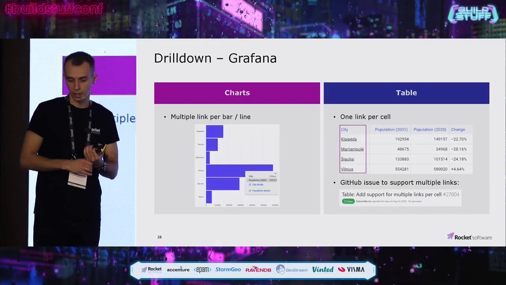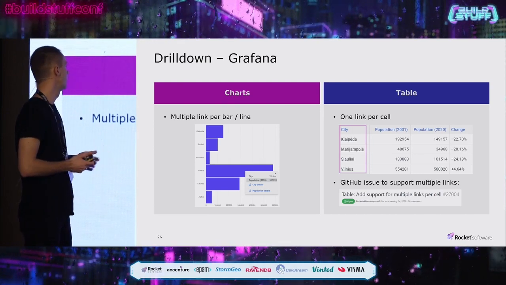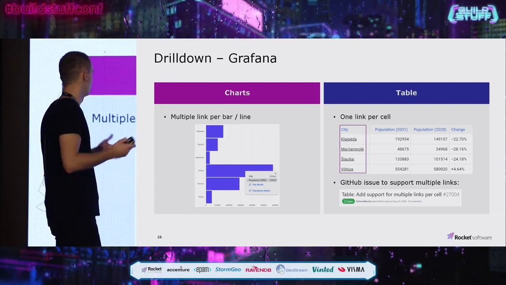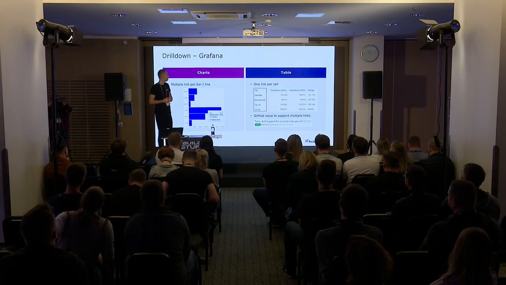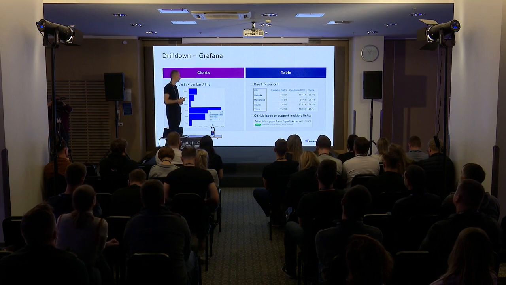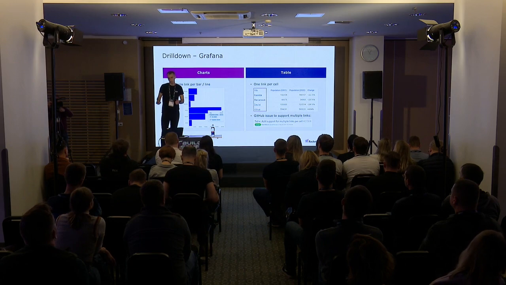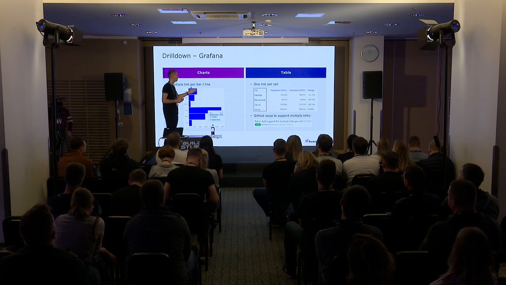In Grafana, on the other hand, drill down is supported out of the box. You can have multiple links per chart, like per bar or per line. In the table, currently only one link per cell is supported. But I also found a GitHub issue with a request to add support for multiple links per cell.